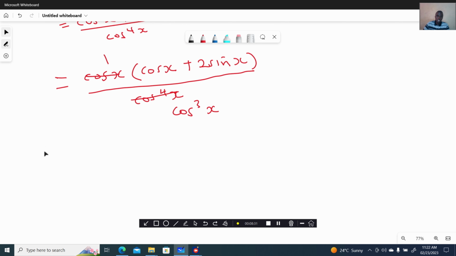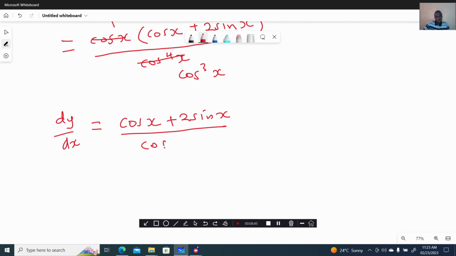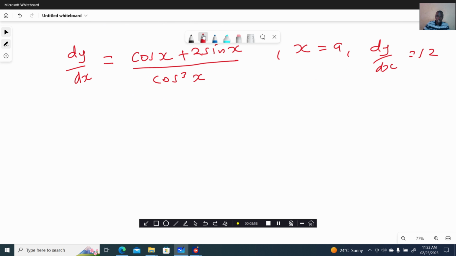So now the answer that we are getting is dy over dx, or the y prime, is giving us cos x plus 2 sin x divided by cos to the power of 3x. But now in this case, you're told that where the value of x is a, there dy over dx equal to 12. We can substitute in the equation. So let's substitute our dy over dx equal to 12. So we can have 12 equal to cos, where the value of x will be replaced with a, then plus 2.